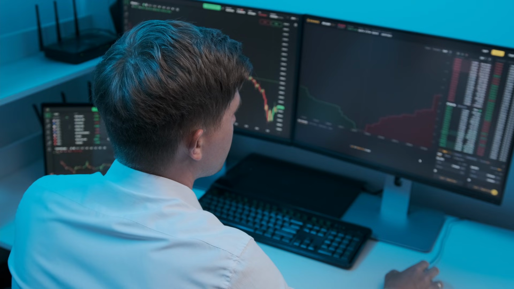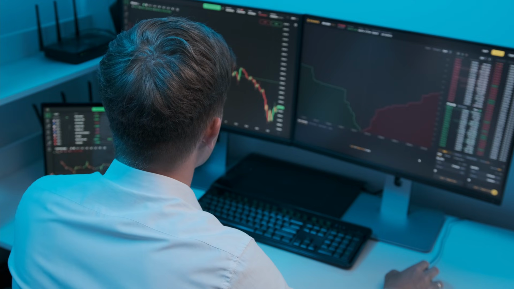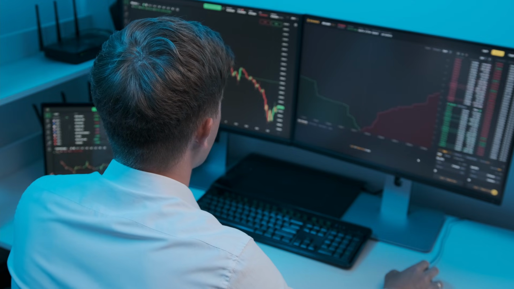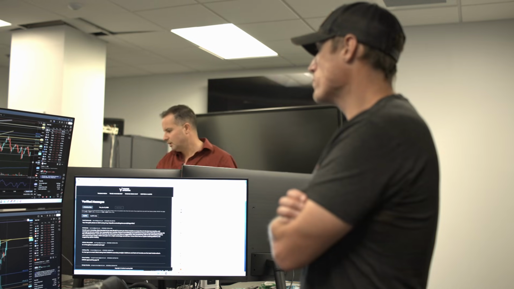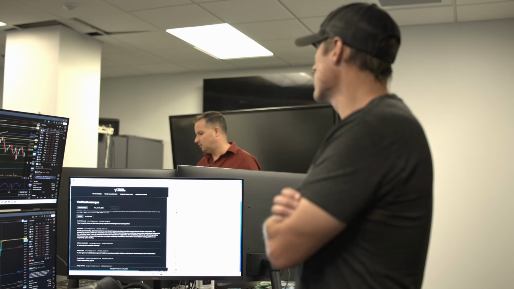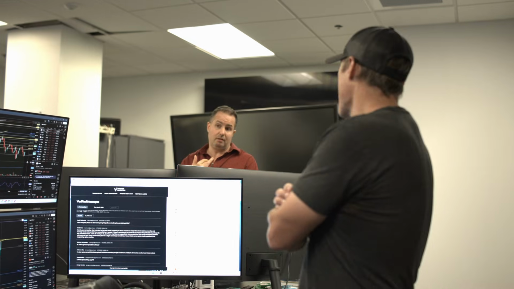Now let's put this to work. Day traders love buying near support with tight stops just below the level. If support holds, quick profits. If it breaks, small losses. Swing traders use wider stops, but the same principle. Buy near support, sell near resistance. The longer time frame gives more room for price to work in your favor.